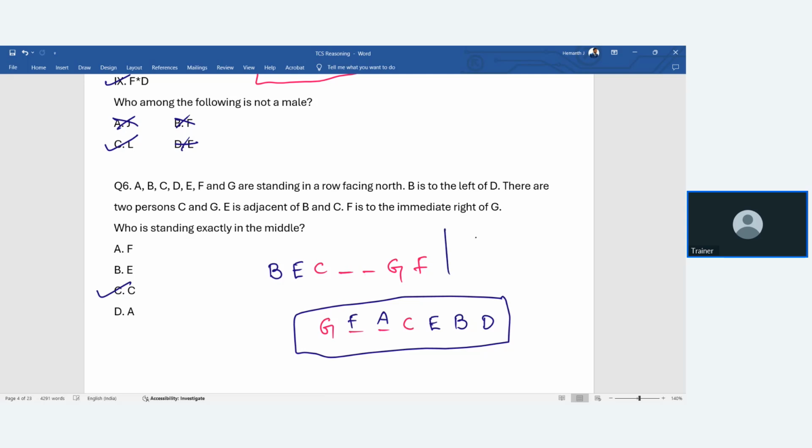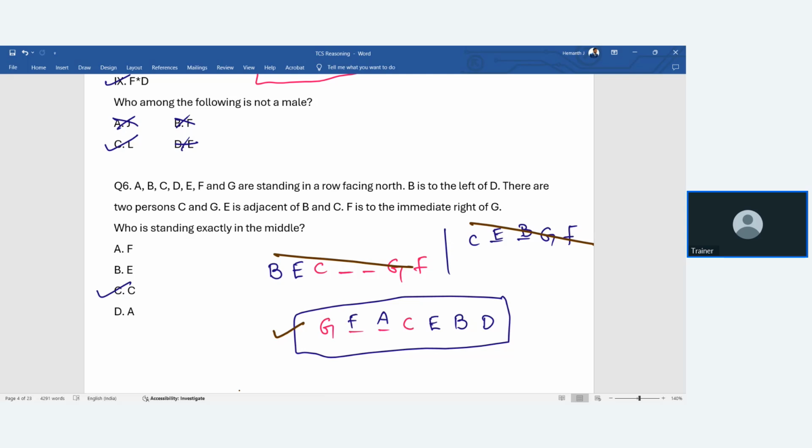And the other arrangement possible is like E is adjacent to B and C. B is to the left of D means D here or here like that. There are other arrangements, but still that's not completed. As per this below one, there are many arrangements which are possible, but this is not completed. Okay, one completed possibility is this. As per this one, who is sitting exactly in the middle is C.